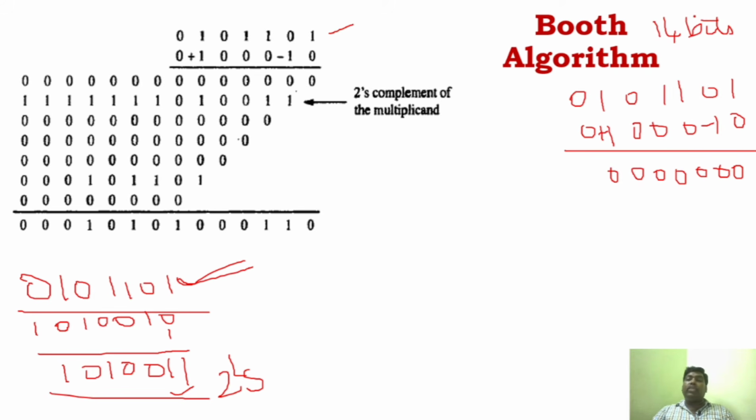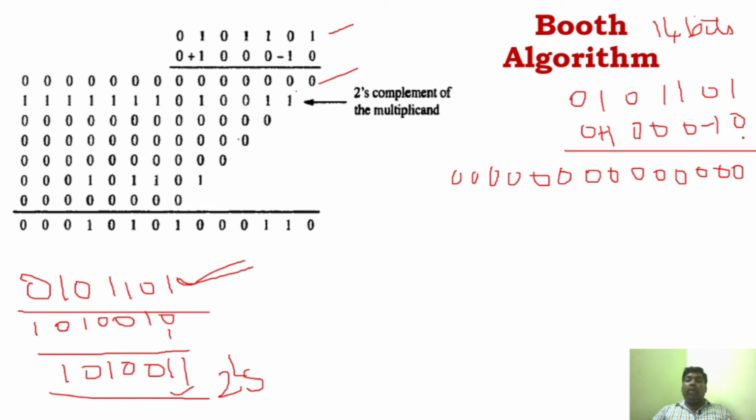So for sign extension, what you will do? You will add another 7 bits here. So it is 0 here, so I'm adding zeros. If it is 1, we have to extend 1. If it is 0, you have to extend 0. So it's 1, 2, 3, 4, 5, 6, 7, and this is what is done here.